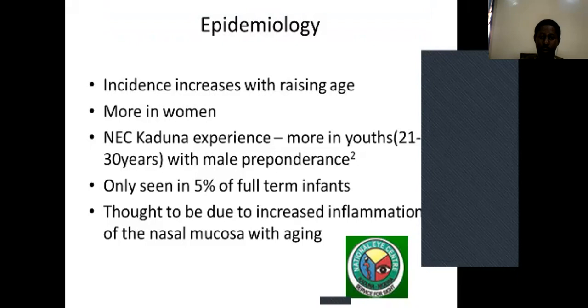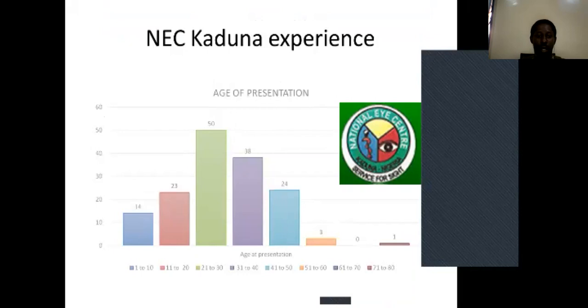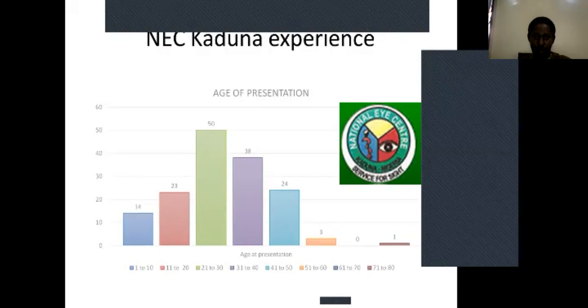Now, this is our experience at the National Eye Center. We realized that about 50 of the patients we saw were between 21 to 30 years, followed by the 31 to 40 years age group. So the middle age, which commonly is the working population in this country, was affected.